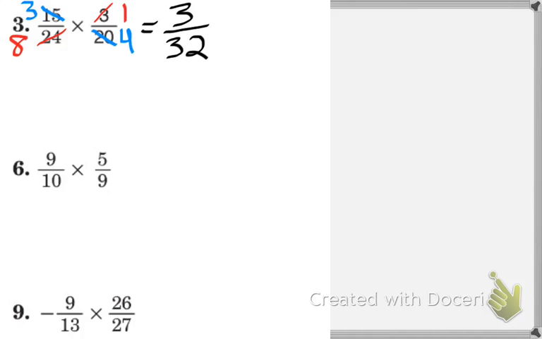3 over 32. And in most cases, if you cross-simplify it all the way with the biggest numbers you could, you generally won't have to simplify again. So 3 over 32, that's going to be your final answer. That is a fully simplified answer for multiplying those fractions.